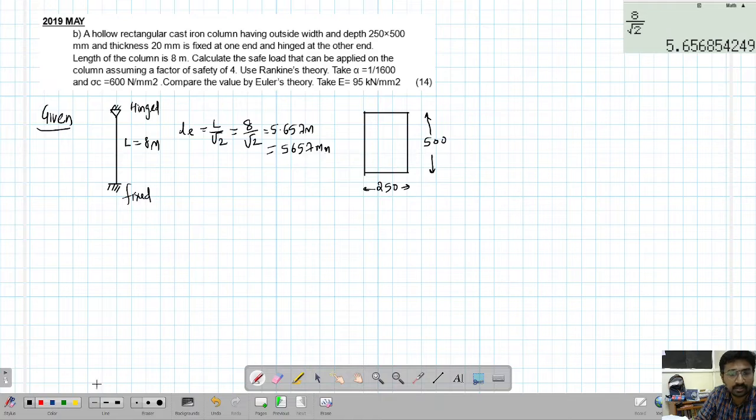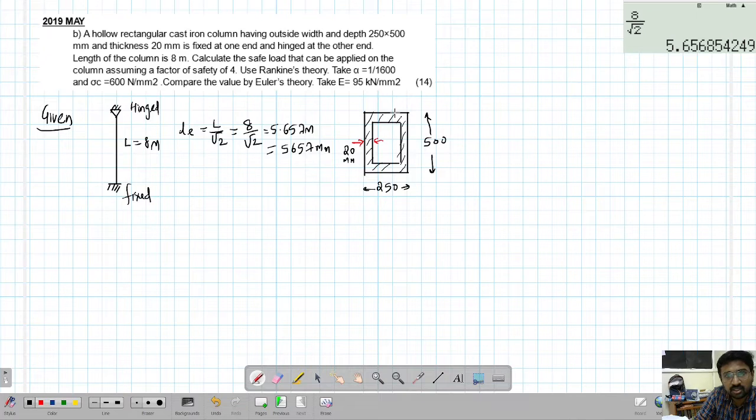And there is an inner dimension. The thickness of the column is also given. So we'll draw that. Right, so this is the column. What is the thickness given to us? 20 mm. So the thickness is huge, a decently big thickness. Let's draw that also. We'll take black color, 20 mm. Now we can find different properties of this section.